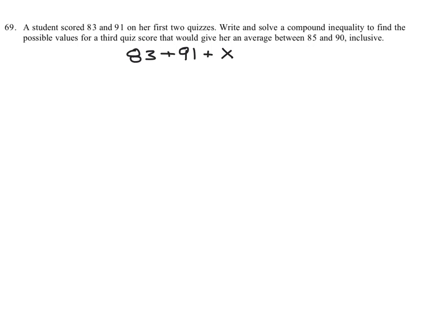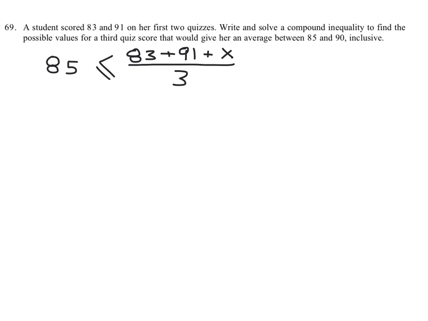Three quiz scores total. So if we want to find the average of those three quiz scores, we add them together and we say, now we're going to divide by three. This right here is going to be the average of her three scores. The first score of 83, the second score of 91, and the third score, we don't know what it is yet, okay? But we do know that it's this. That number is going to be greater than or equal to 85, right? So it's going to be 85 or greater because it's telling us right here it's going to be between 85 and 90, and it could include 85 as a score.